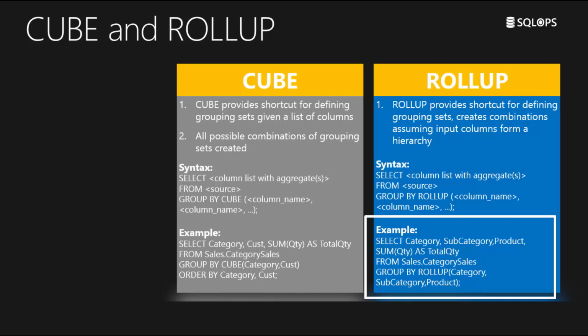You need to know that the order in which the columns are supplied is significant when we are using the ROLLUP subclause. ROLLUP assumes that the columns are listed in an order that expresses a hierarchy. Let's execute these queries and see what the results will look like.